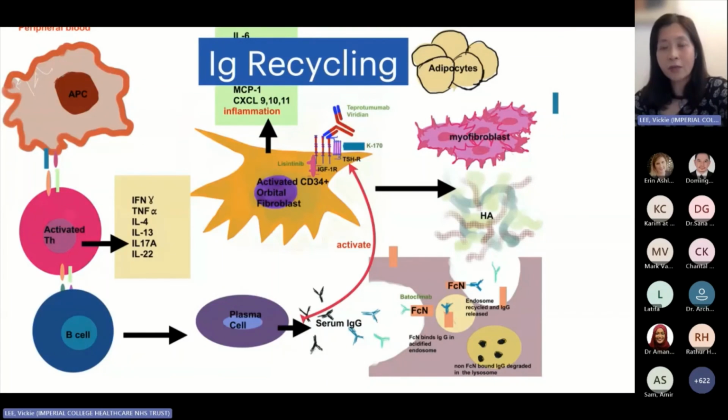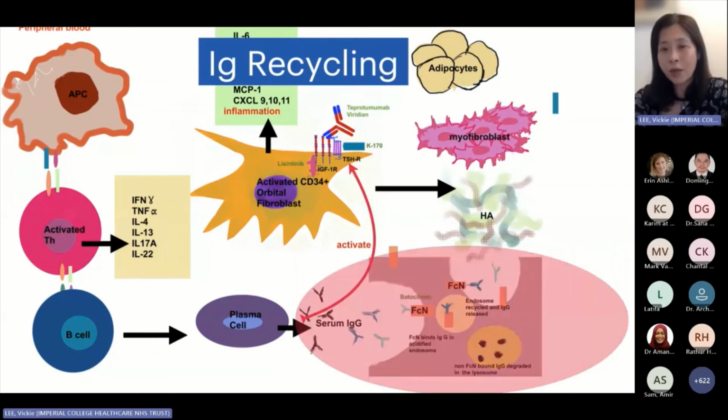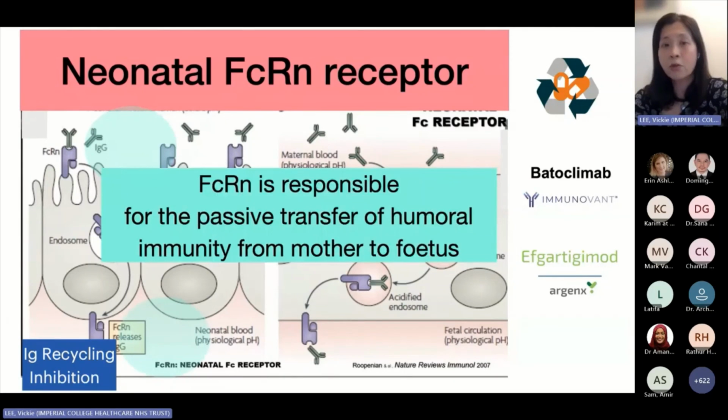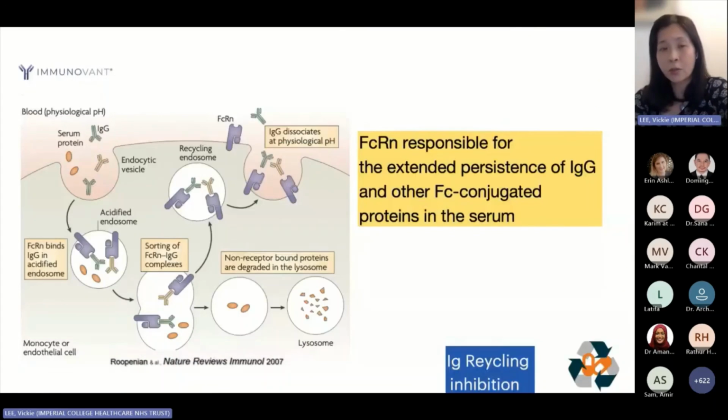Another area target for treatments is the concept of immunoglobulin recycling. This is something which is widely used already in myasthenia and idiopathic thrombocytopenia. And we're talking about the FcRn receptor, or the neonatal Fc receptor. This exists initially in the placenta to facilitate the passive humoral transfer of immunity from the mother to fetus, but it actually persists. And there are 2 agents which are currently in trial looking at this.